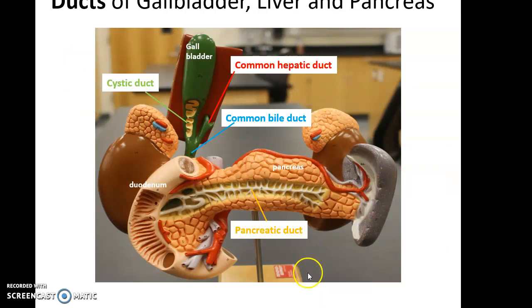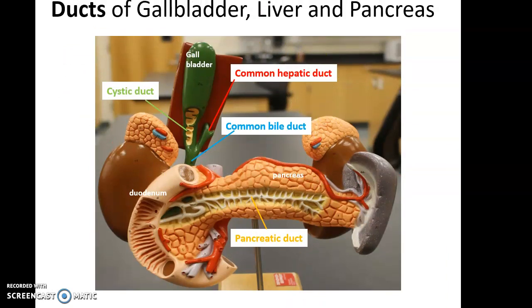Here is a pancreas model. So here, this brown tissue represents a piece of the liver. Green here is the gallbladder, which then leads to the cystic duct. Coming out of the liver is the common hepatic duct. The common hepatic duct and the cystic duct fuse to form the common bile duct, which then travels down to the pancreas and to this sphincter, so that the bile can be sent into the duodenum.